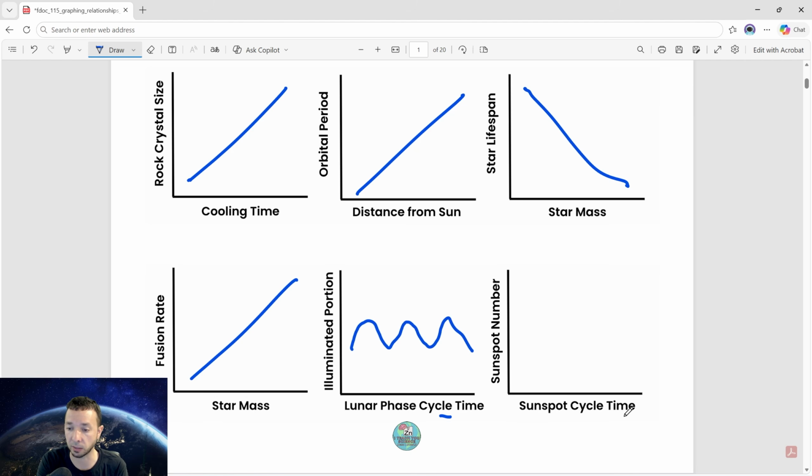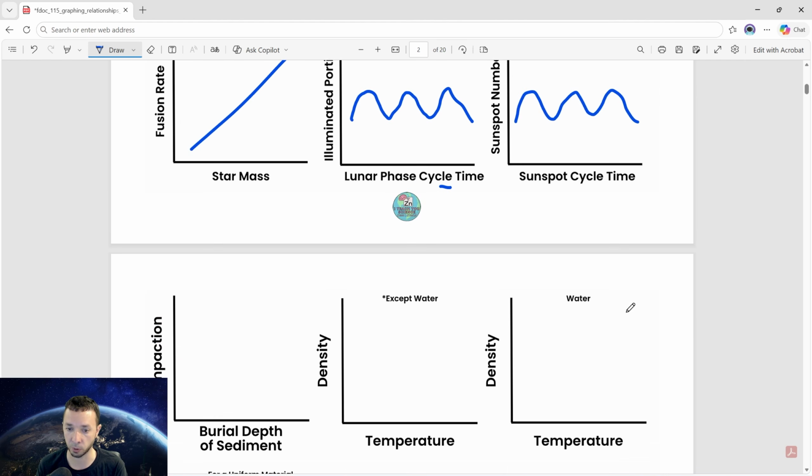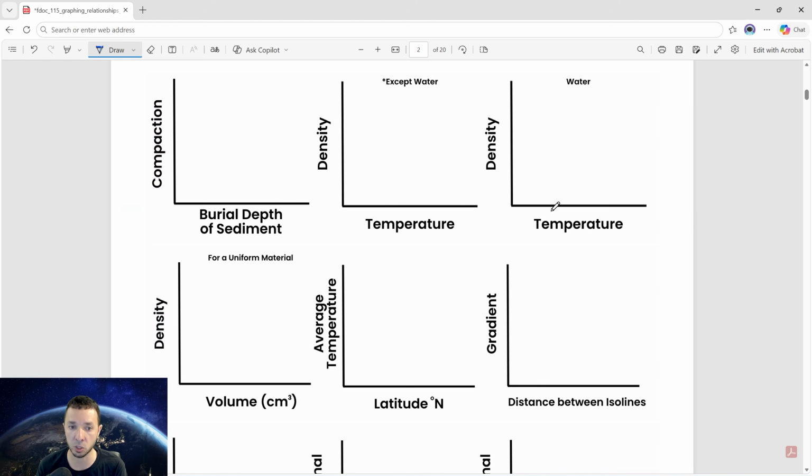As sunspot cycle time increases, what happens to the number of sunspots? Same thing, cyclic relationship with sunspots. All right, we're crushing this. Here we go. Next page. As burial depth of sediment increases, what happens to the amount of compaction? All right, we should be getting more compact.